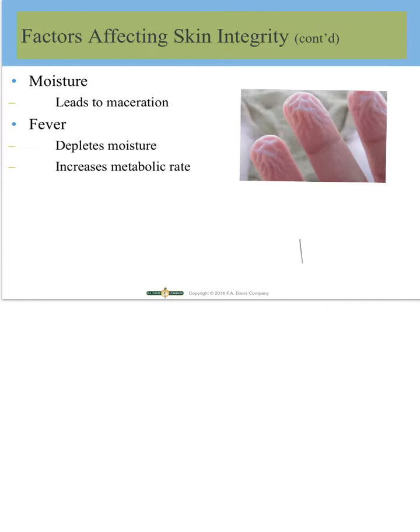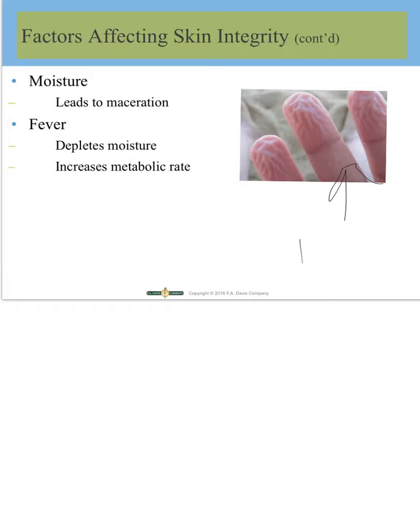Other factors that can affect skin integrity are maceration, and you may not know what maceration is, but anytime you've left your hands in water too long, you get maceration. It's just a softening of the skin, and usually it is a result of exposure to moisture, and it does increase the likelihood of skin breakdown. Incontinence and fever are the most common sources of moisture.